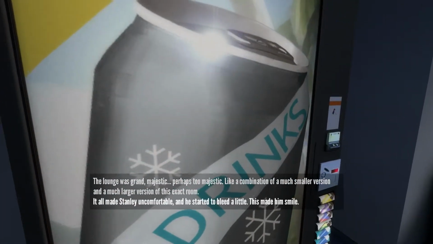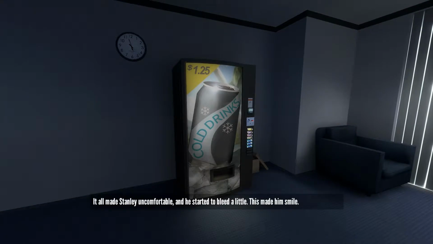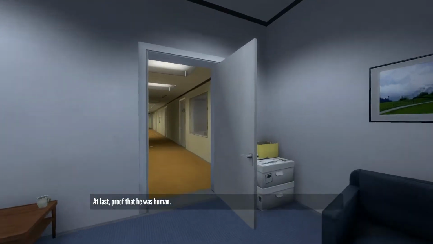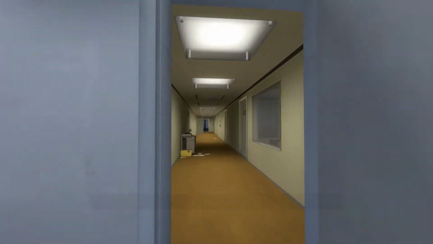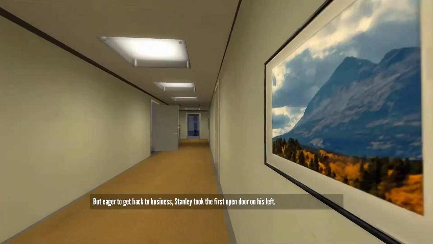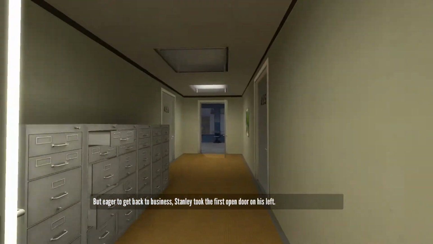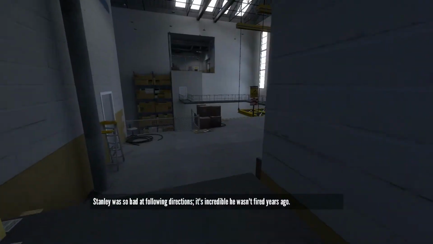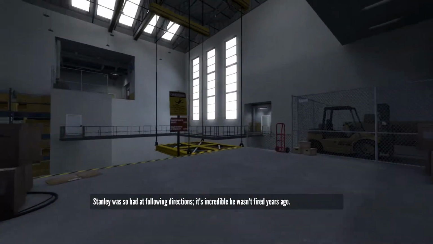It all made Stanley uncomfortable, and he started to bleed a little. Oh. This made him smile. Ew. At last, proof that he was human. But narrator, eager to get back to business, Stanley took the first open door on his left. Stanley was so bad at following directions, it's incredible he wasn't fired years ago.